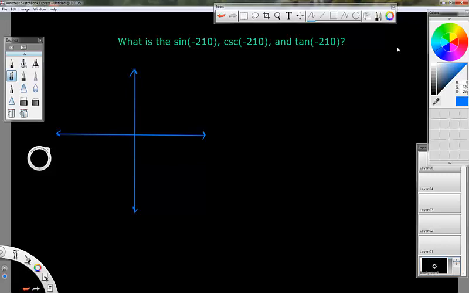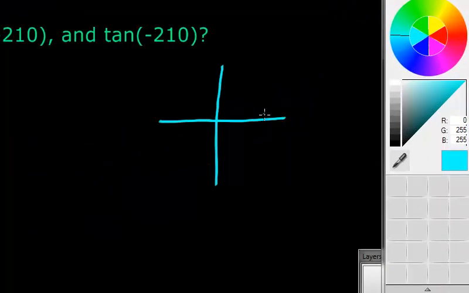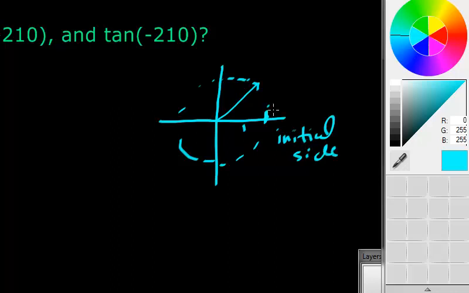Here we are, finding the sine, cosecant, and tangent of negative 210 degrees. I thought I'd take this opportunity to discuss something real fast here. I've never really mentioned this, but on a regular unit circle, when you have this radius that's spinning around in the circle, this side here that is 1 unit long has a fancy name. It's called the initial side. And this thing here is called a terminal side. So you've got the initial side and the terminal side.